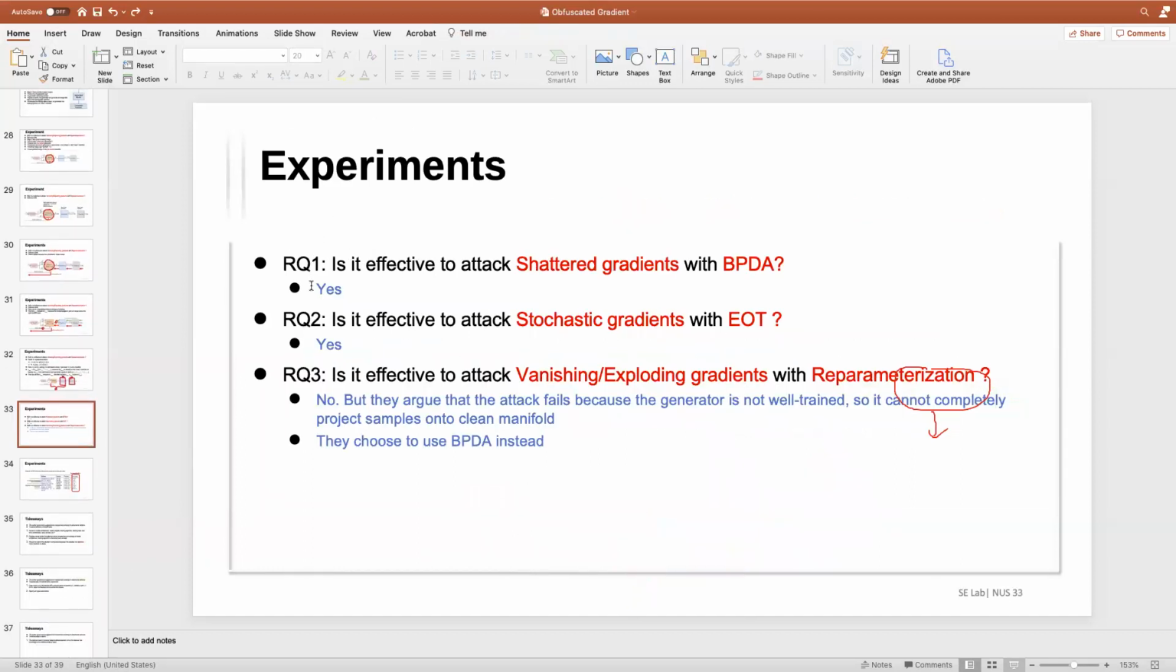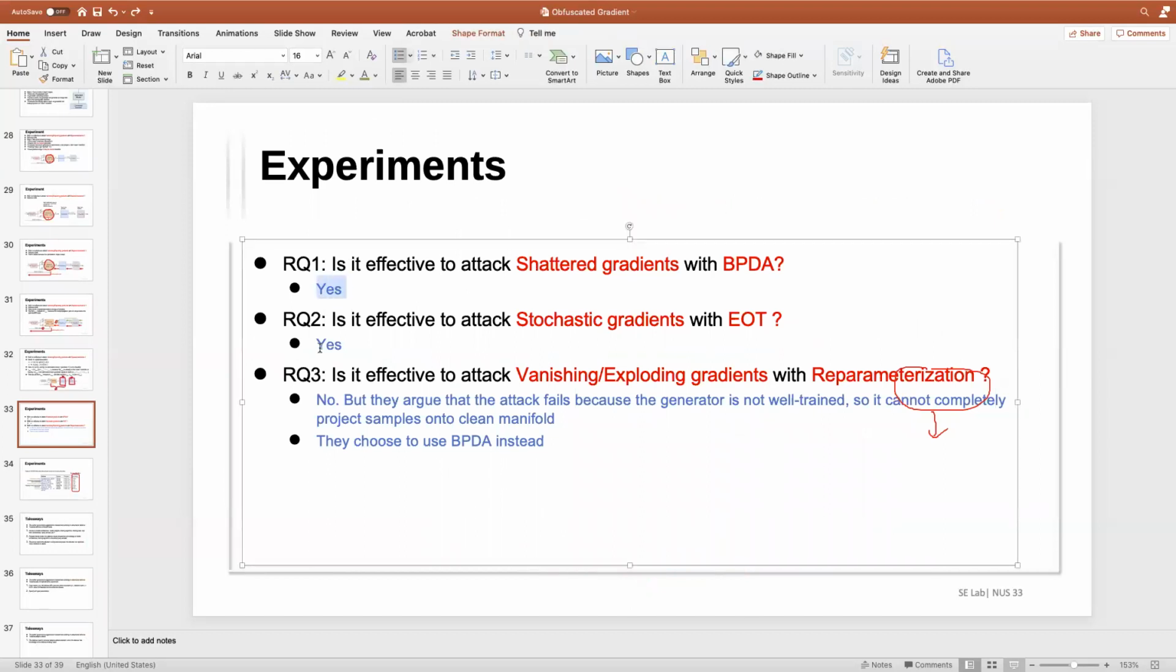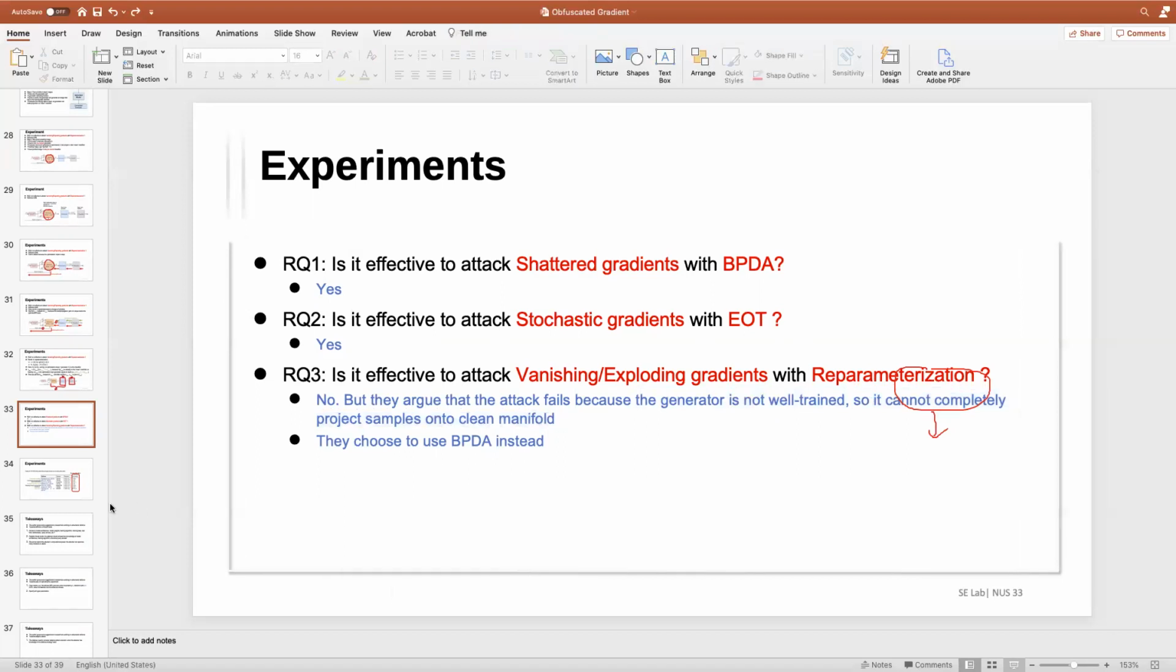So these are the answers for the 3 research questions. For the first 2, they find the attack is very successful. But for the last question, they failed to attack the defense scan. But they argue that the fault is not that their reparameterization is not efficient. They argue that it's because the generator is not well trained, so it cannot completely project samples onto the clean manifold. So there's always a cost.